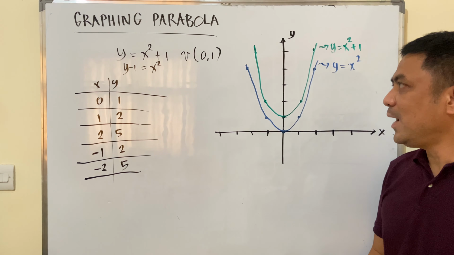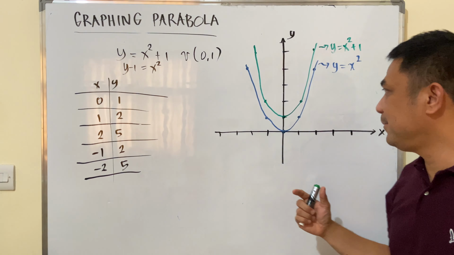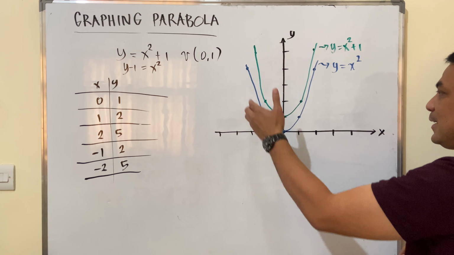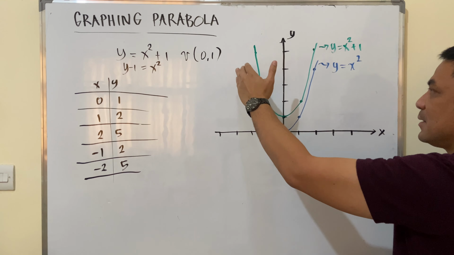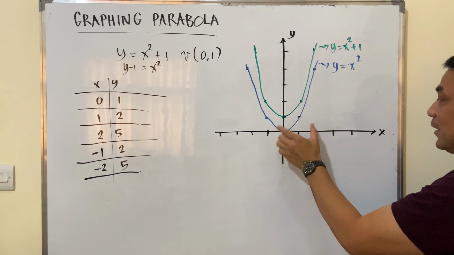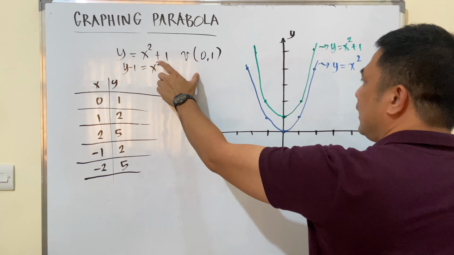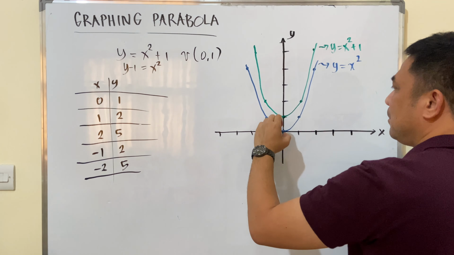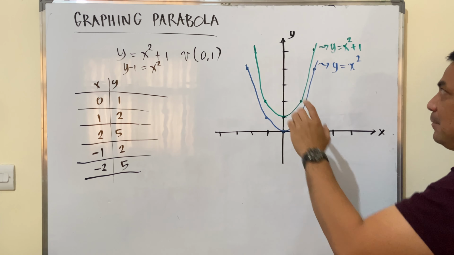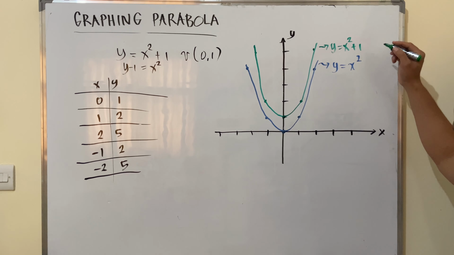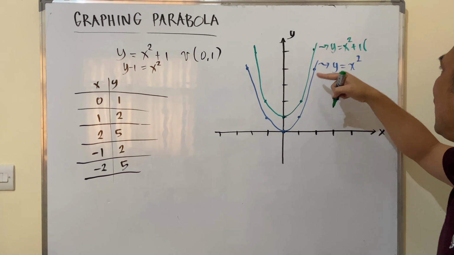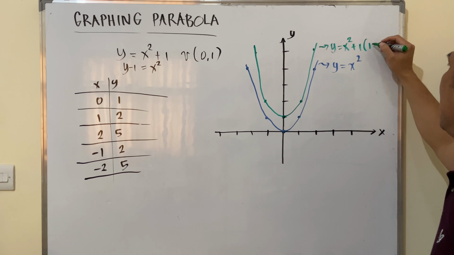So why I presented this one, so you would observe now that we have basically the same nature of graph, or technically the same. It's just that with the addition of 1 here, we move our graph 1 unit up. Okay, so that means the graph is shifted 1 unit up.